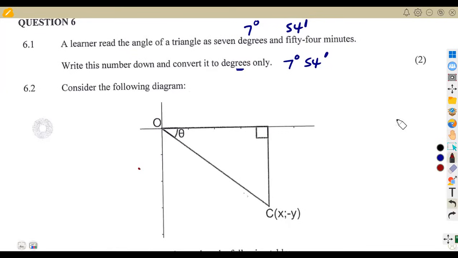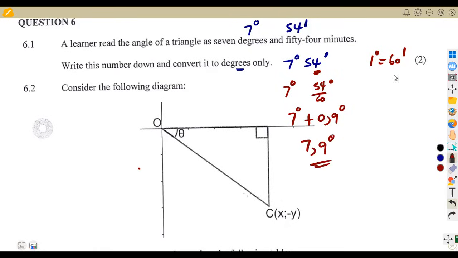Remember, a full degree is equal to 60 minutes. So you just have to change this to degrees, divide by what? By 60. So you're going to have 7 degrees, 54 over 60. So 54 over 60 in degrees. So that's 7 degrees plus 54 over 60 as a decimal is going to give you 0.9 degrees, which will be 7.9 degrees. All right, so just use this conversion. If 1 degree is 60 minutes, what about 54 minutes? It's how many degrees? So it's a simple proportion that you're playing with.